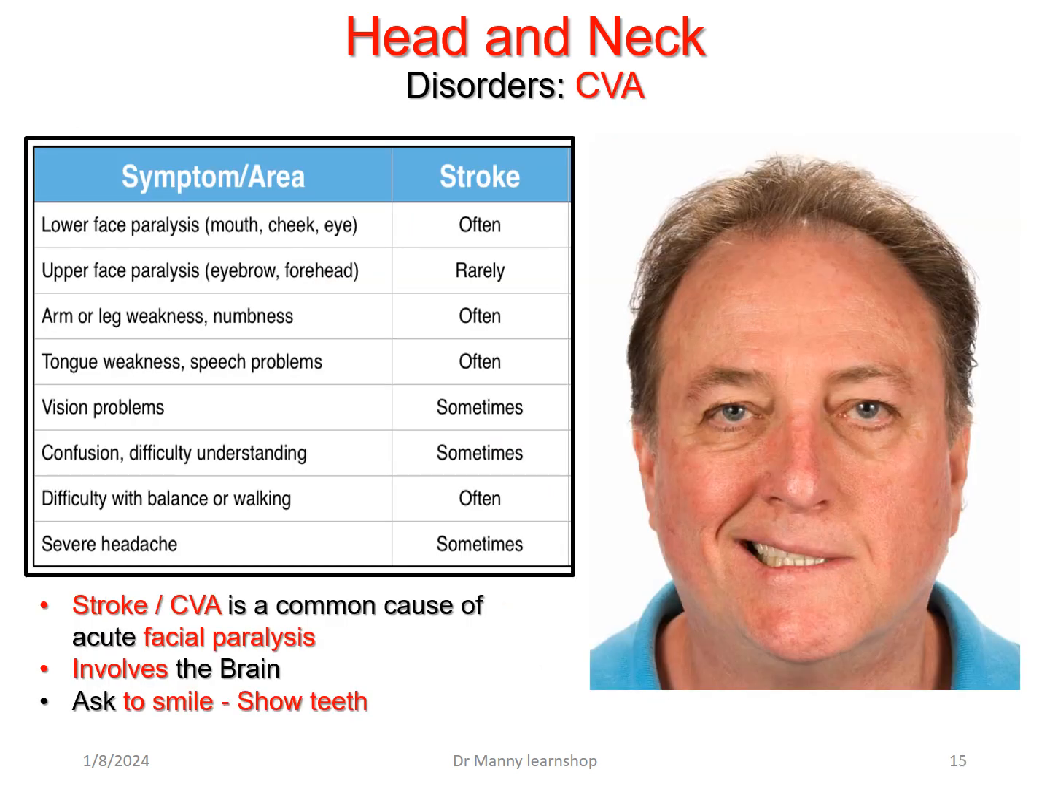Certain disorders related to the head and neck could be a CVA, cerebrovascular accident, also known as a stroke. And a stroke is a common cause of acute facial paralysis, and it involves the brain. And if you want to determine whether the patient may have had a stroke, you could ask the patient to smile or show their teeth. And as you can see by the image, it's asymmetrical. The affected side is the left side, which indicates possibly that this man has had a right-sided CVA.